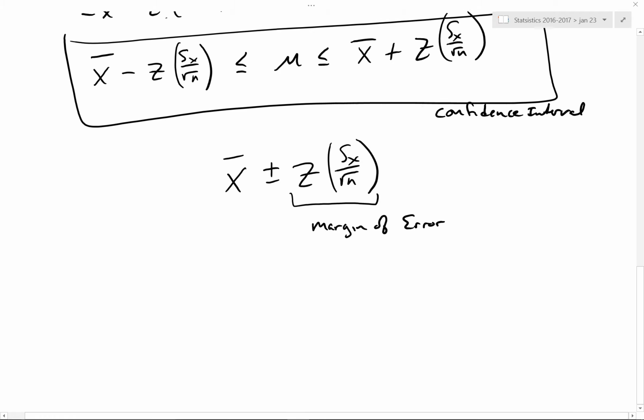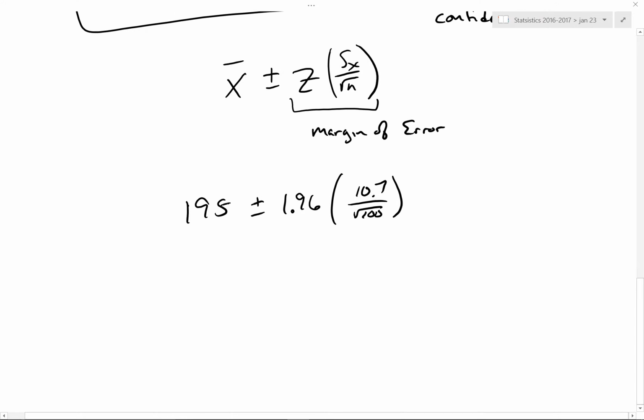Now let's try it with the one we have. Again, how many licks was it? 195, is that right? Plus or minus 1.96. What was the standard deviation? 10 point something, over the square root of 100. Nice. So again, Mr. Groom is lazy, so I'm going to compute this margin of error first. It turns out that this is something like 1.07 times 1.96, which is roughly 2-ish. Go ahead and punch it out, but it's 2-ish.